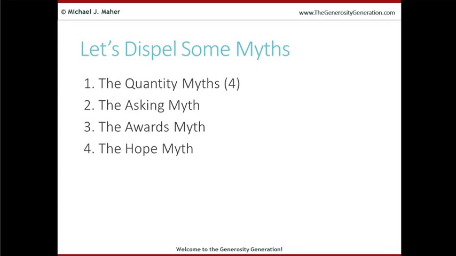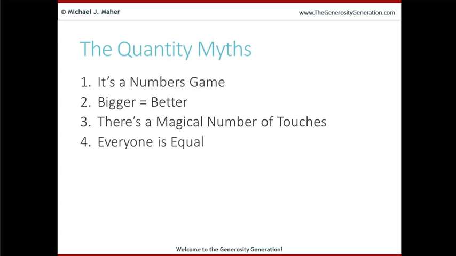So let's dispel some myths so that we can get on the generosity cycle and on the referral cycle. There are 4 quantity myths that I'm going to blow out of the water. There is an asking myth. Ooh, that'll be a fun one. Can't wait to run that by you. The awards myth, and then the hope myth. Okay? So there are 4 quantity myths that you have been fed all your life.